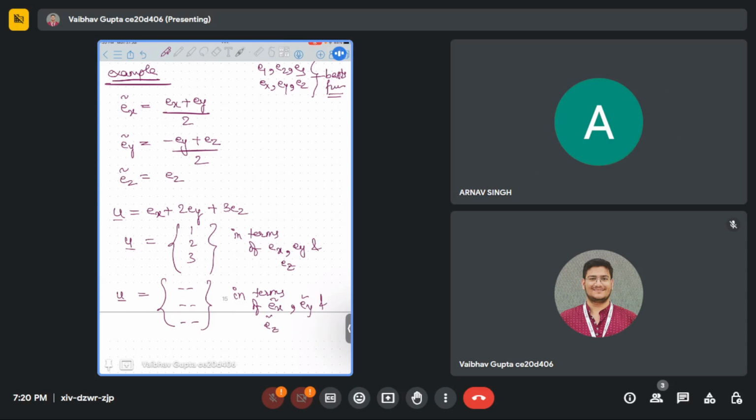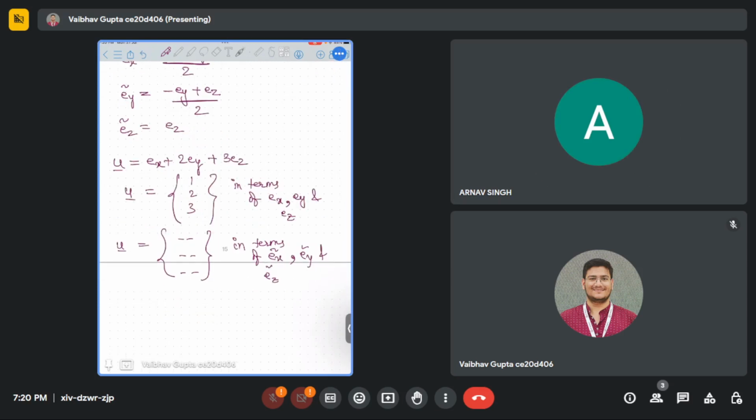First you have to find out this Qij. What is Qij here? Qij, I told you earlier, is nothing but Ei dot Ej star. Here it will be Ex dot Ex tilde. These are different coordinate systems.